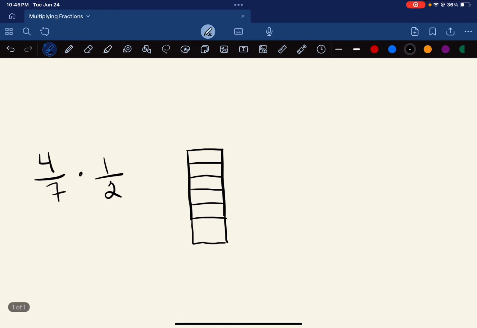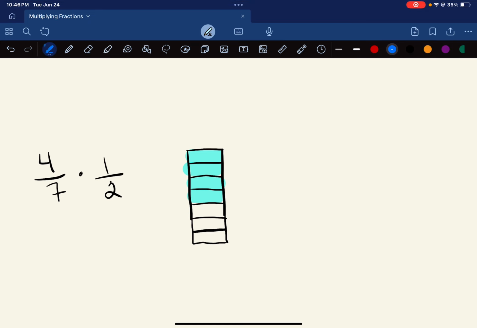Well, what if I have something like 4/7 times 1/2? So I've got this figure here, and it's broken into 7 congruent sections. And we want to highlight 4 of those sections. So we're going to do that. 1/7, 2/7, 3/7, 4/7. So I've taken care of my first fraction, 4/7, and now I want half of that.